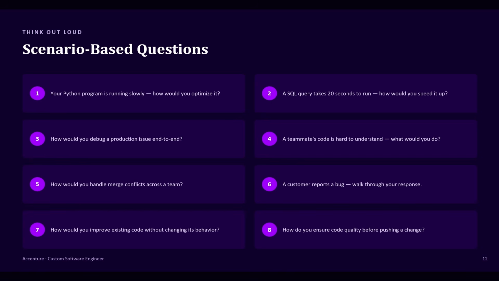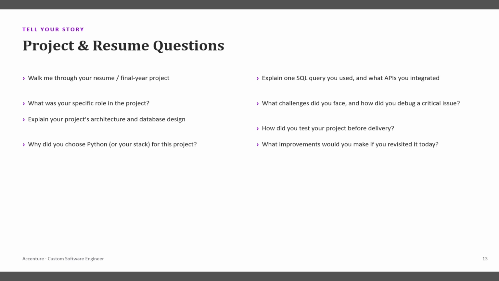6. A customer reports a bug. Walk through your response. 7. How do you improve existing code without changing its behavior? And 8. How do you ensure code quality before pushing a change? For every single one of these, use a simple structure: situation, action, result. Keep it short, 30 to 45 seconds per answer.